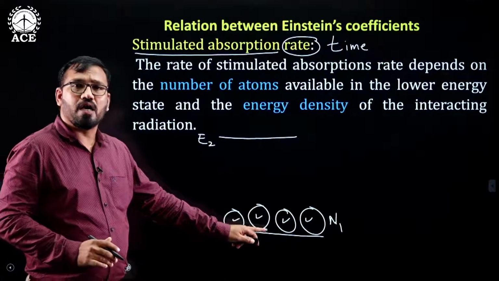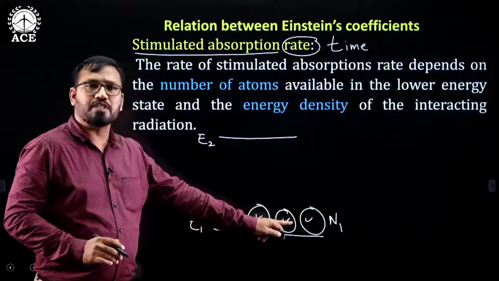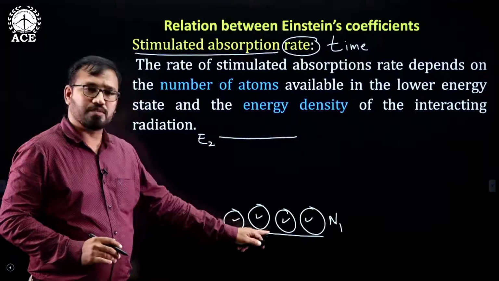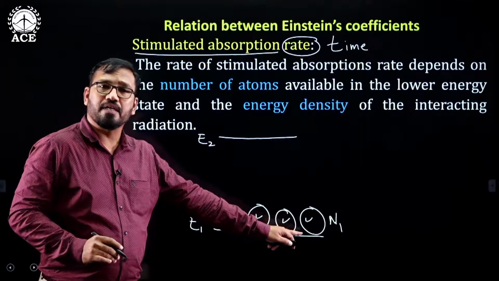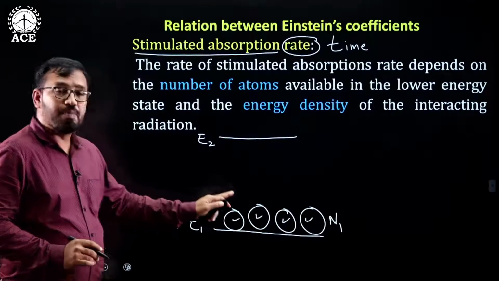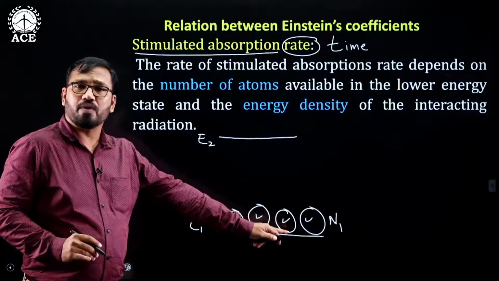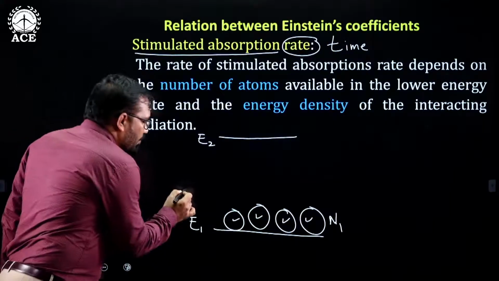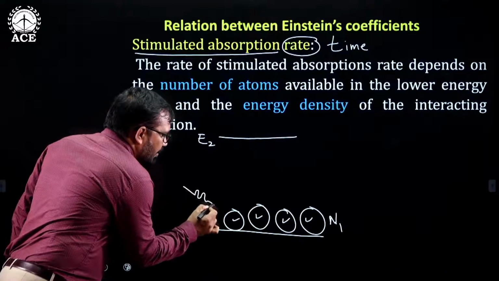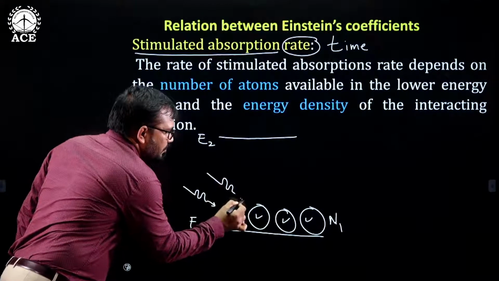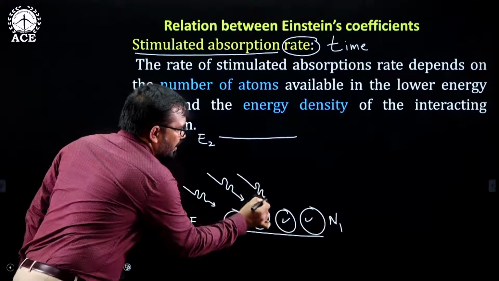Here in the lower energy level, atoms are present. So these are the atoms. How many atoms are present? N1. So it depends on the number of atoms present in the lower energy level. Similarly, it depends on the number of photons interacting with the atom.